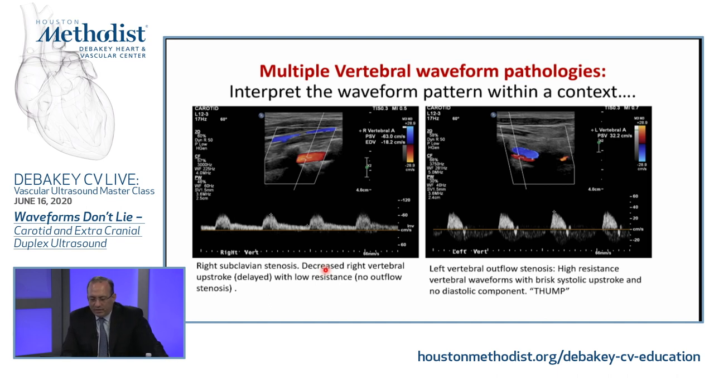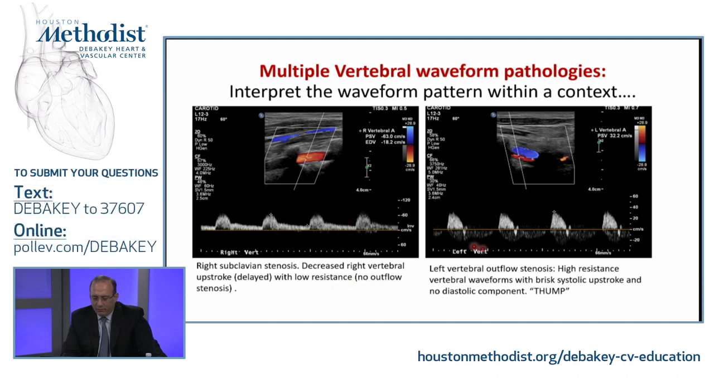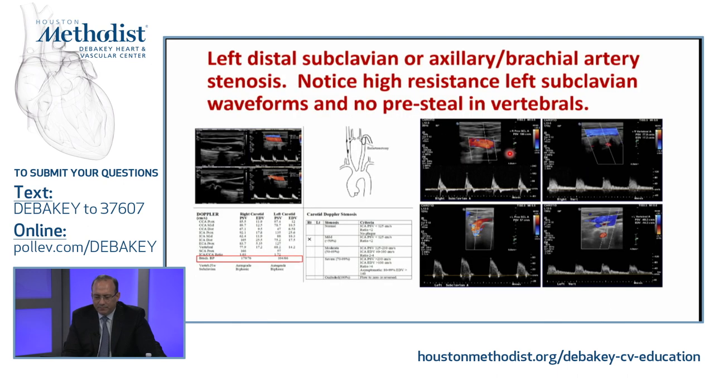And we have to interpret this within the context. There's decreased right vertebral upstroke, okay? Delayed with low resistance, okay? No outflow stenosis, okay? This looks almost like a normal waveform. What do we see on the left side? Left vertebral outflow stenosis. There's a high resistance vertebral waveform with a brisk systolic upstroke and no diastolic component, almost like a thump. It's that staccato thump, okay? So we know that there's a significant stenosis in the outflow of the left vertebral artery.